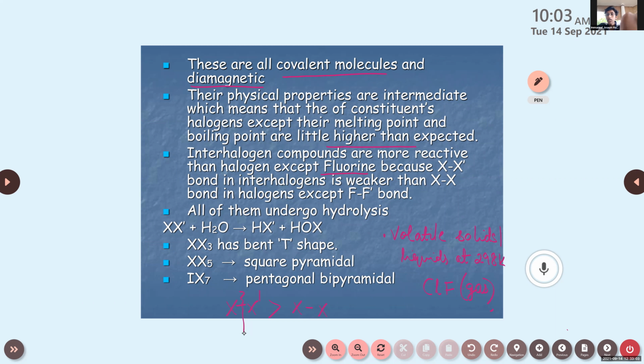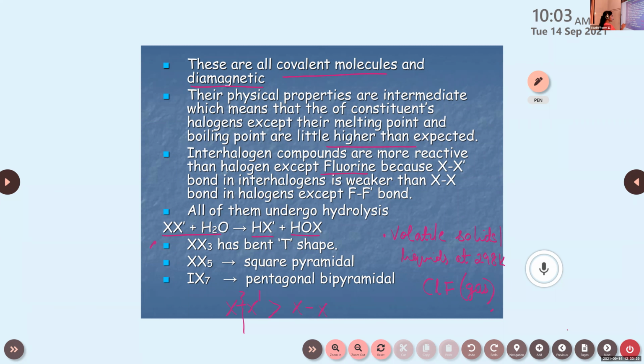Addition of water, right? All these interhalogen compounds undergo hydrolysis. When they react with water molecule, HX' and HOX are formed. XX' reacts with H2O. XX' means interhalogen compound. This interhalogen compound reacts with water molecule, and HX' plus HOX is formed.